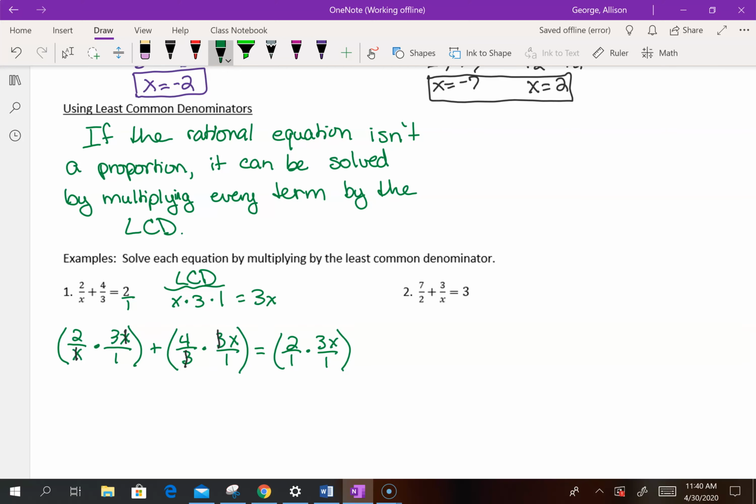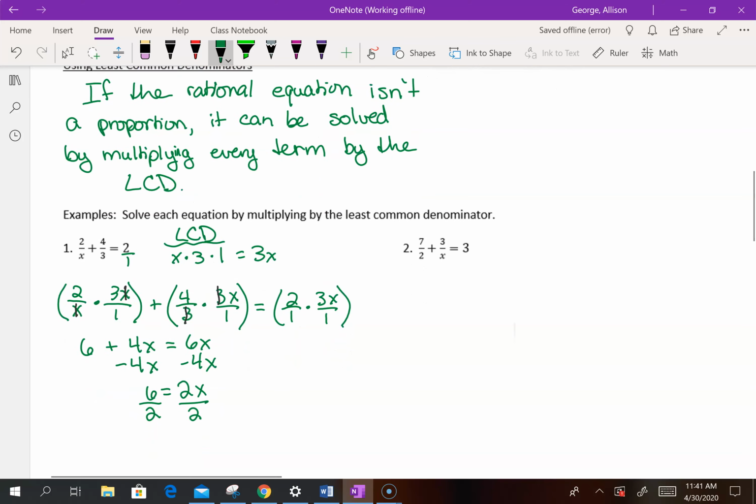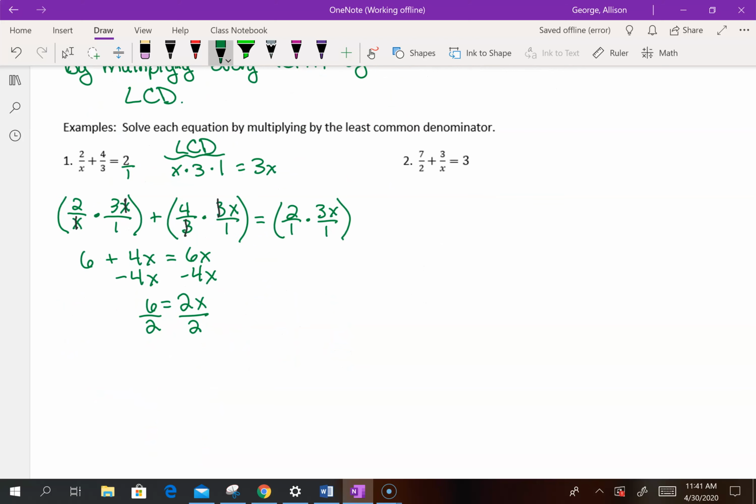So 2 times 3 is going to give me 6. 4 times x is just going to give me 4x. And then 2 times 3x is going to give me 6x. And from here, I'm just going to solve this equation. So I'm going to subtract 4x. That gives me 2. I divide both sides by 2. And x is going to equal 3.